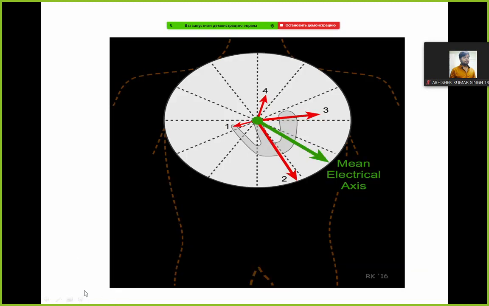So, at the end we have a mean electrical axis, which is directed to the left and down. Although often ignored, assessment of the electrical axis is an integral part of ECG interpretation. The electrical axis reflects the average direction of ventricular depolarization during ventricular contraction. The direction of the depolarization, and thus the electrical axis, is generally alongside the heart's longitudinal axis to the left and downwards.